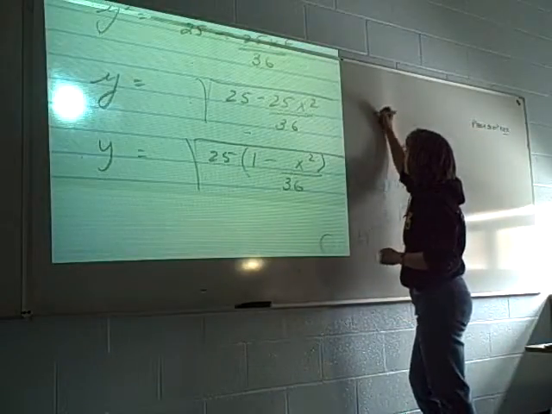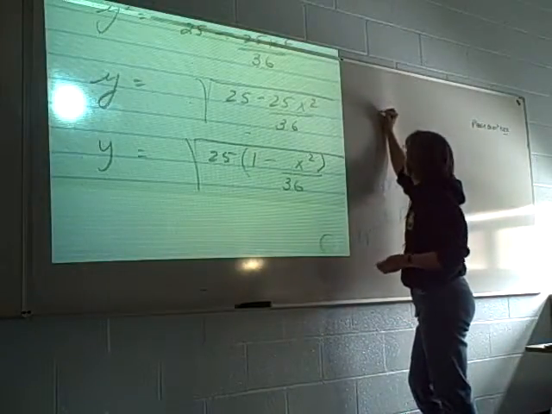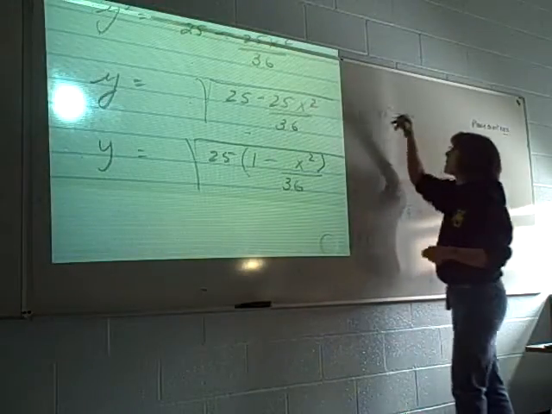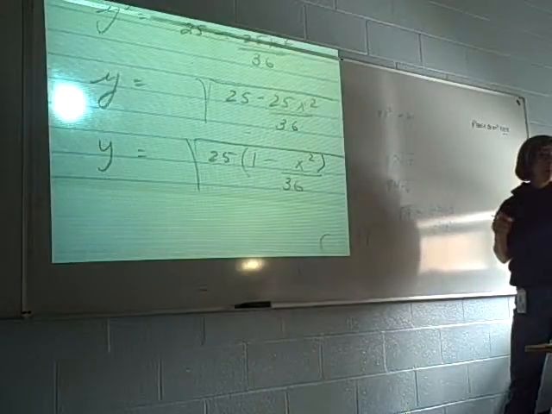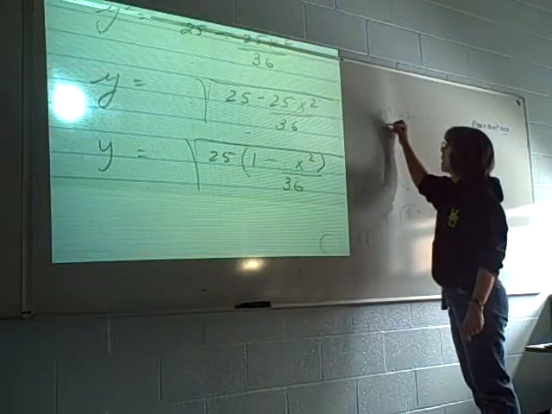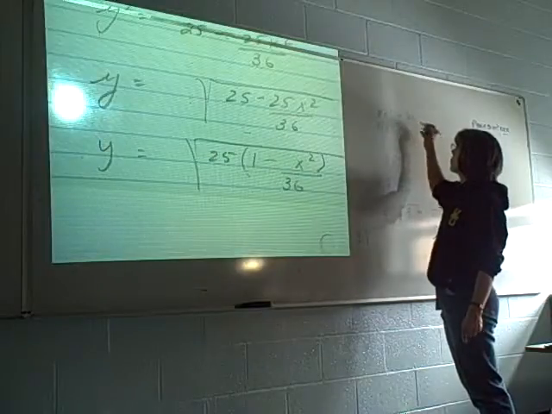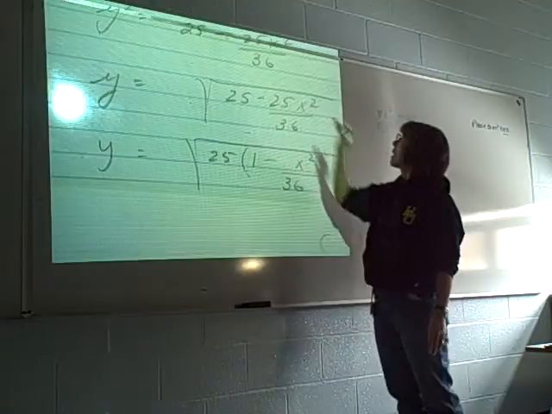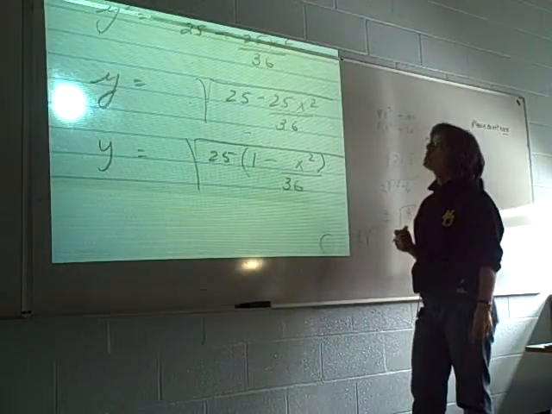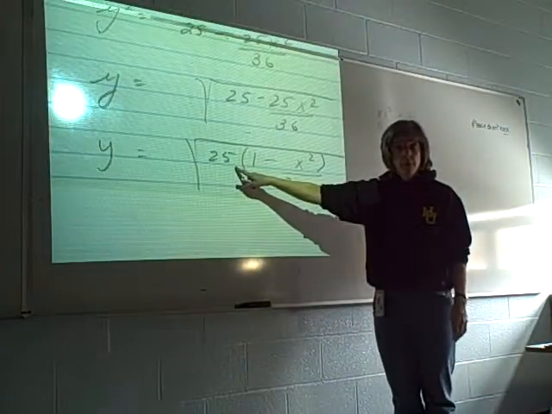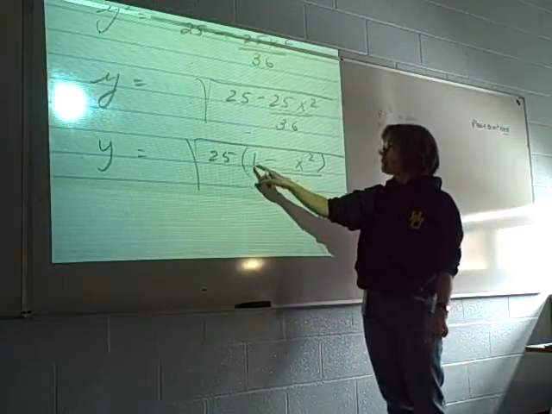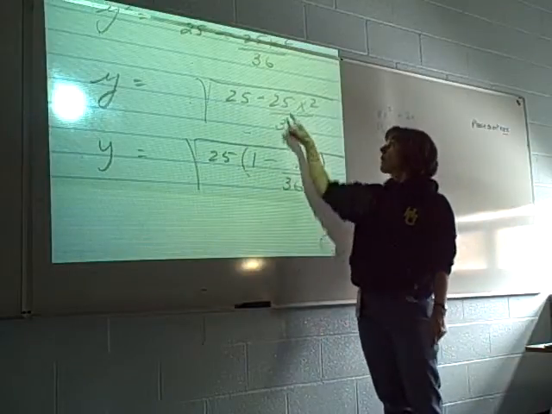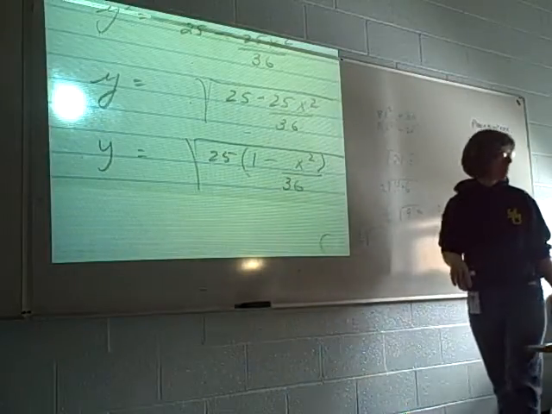If I have 8x squared plus 16x, is there a common factor? 8. Common factor is 8. X squared plus 2x, right? Is there a common factor between 25 minus 25x squared? 25. 25 times 1 gives me 25, minus 25 will give me 25x squared, right?